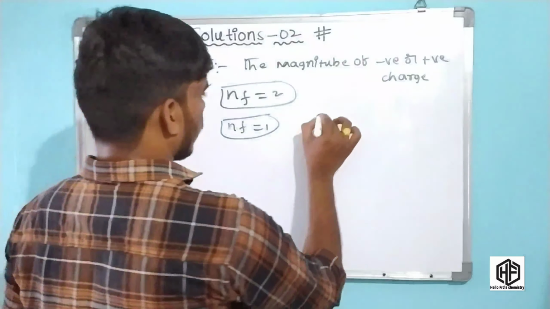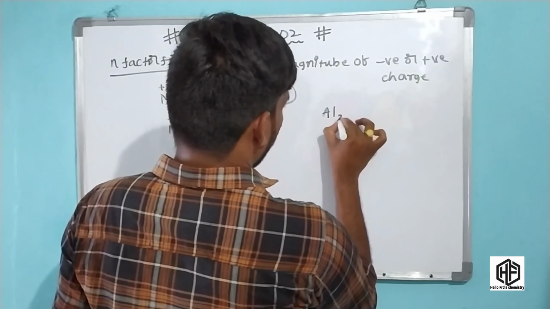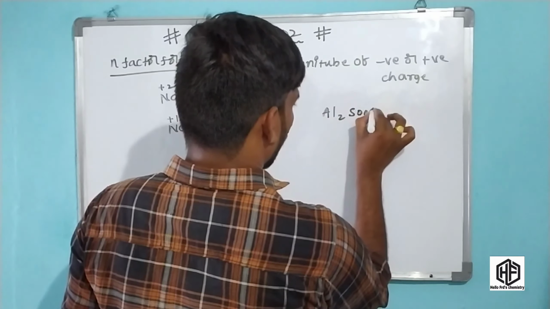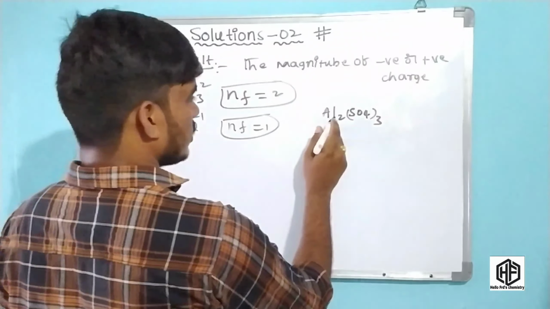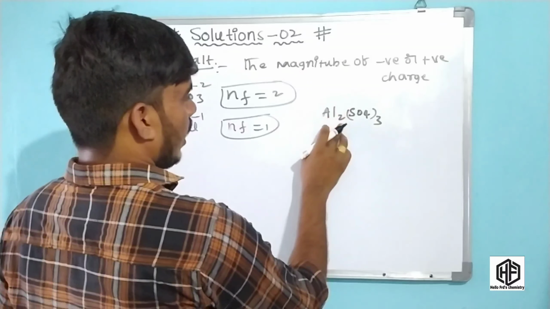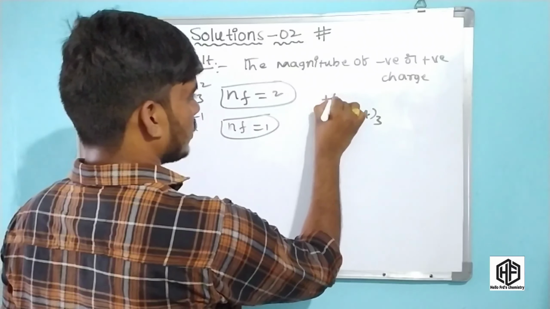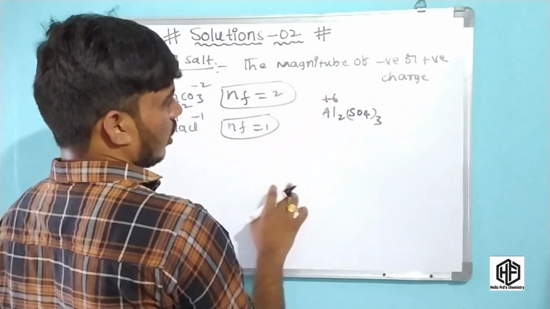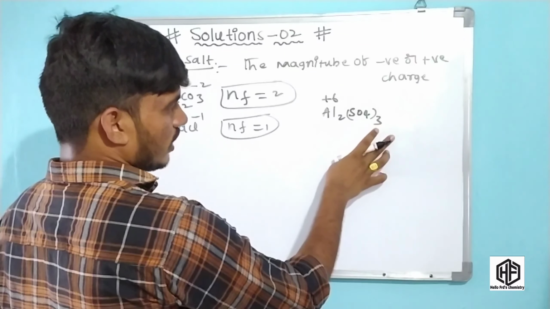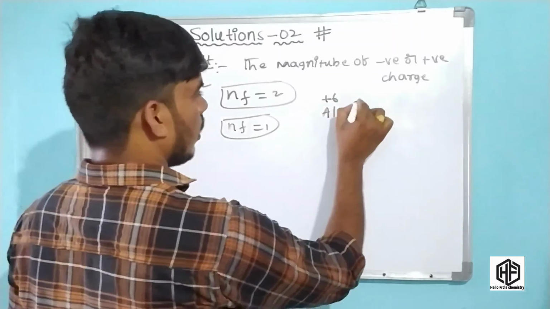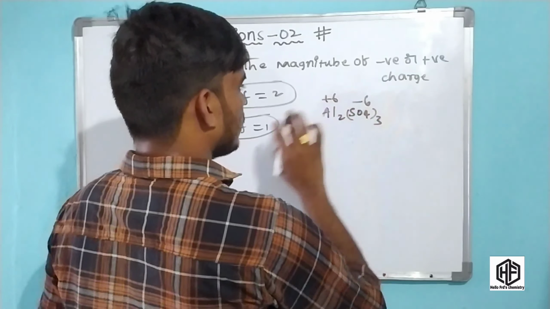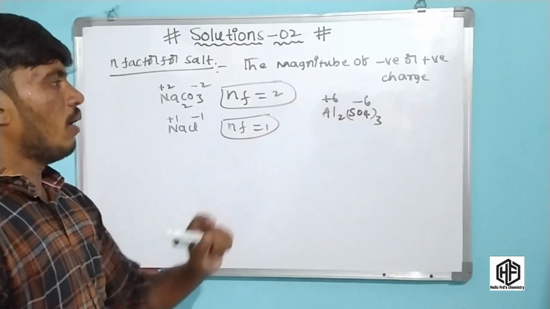And another important example is Al2(SO4)3. This is called aluminum sulfate. Here the Al2 is plus 3 and this is 2, so now this is the plus 6 oxidation state. And this is the SO4 3 times. SO4 is minus 2, and this is the 3. Now what happened? This is the minus 6. Okay friends, this is the minus 6 charge and this is the plus 6 charge.